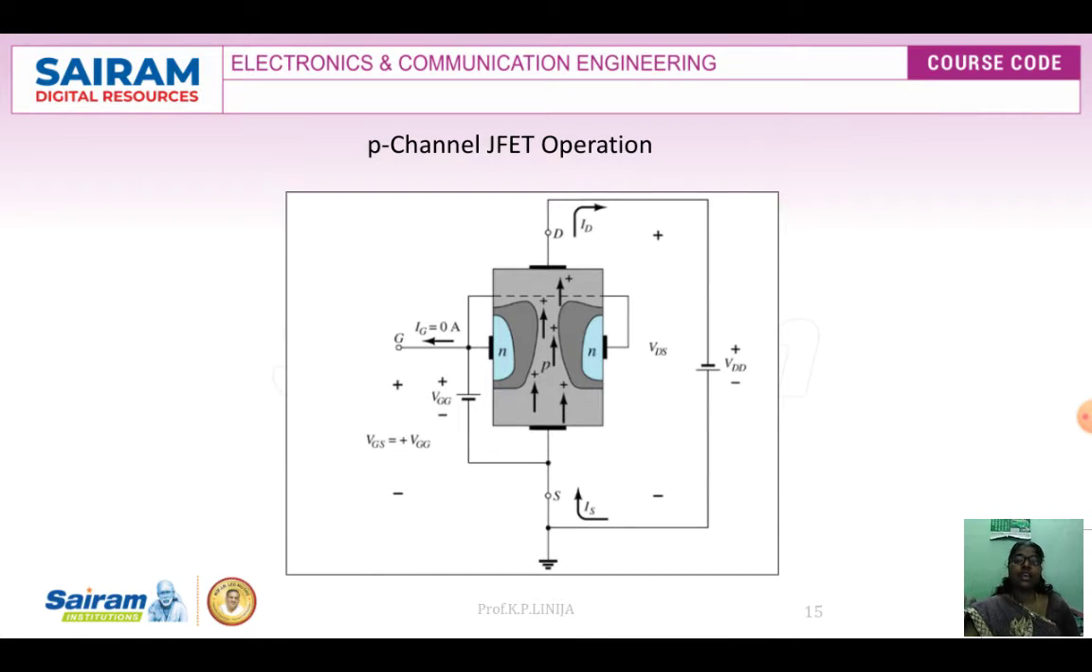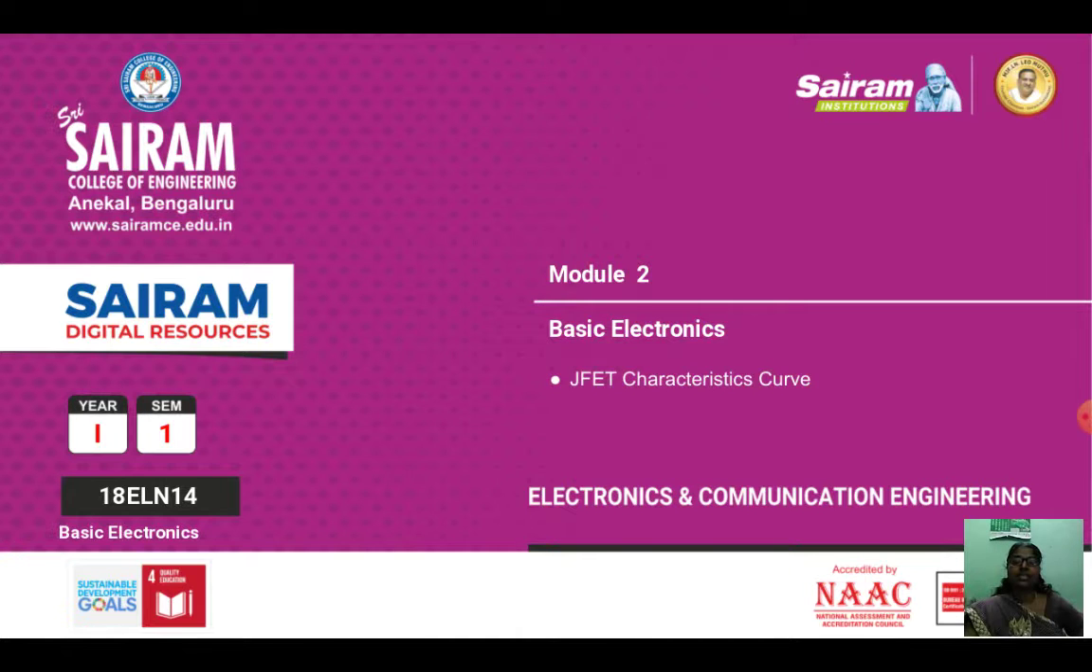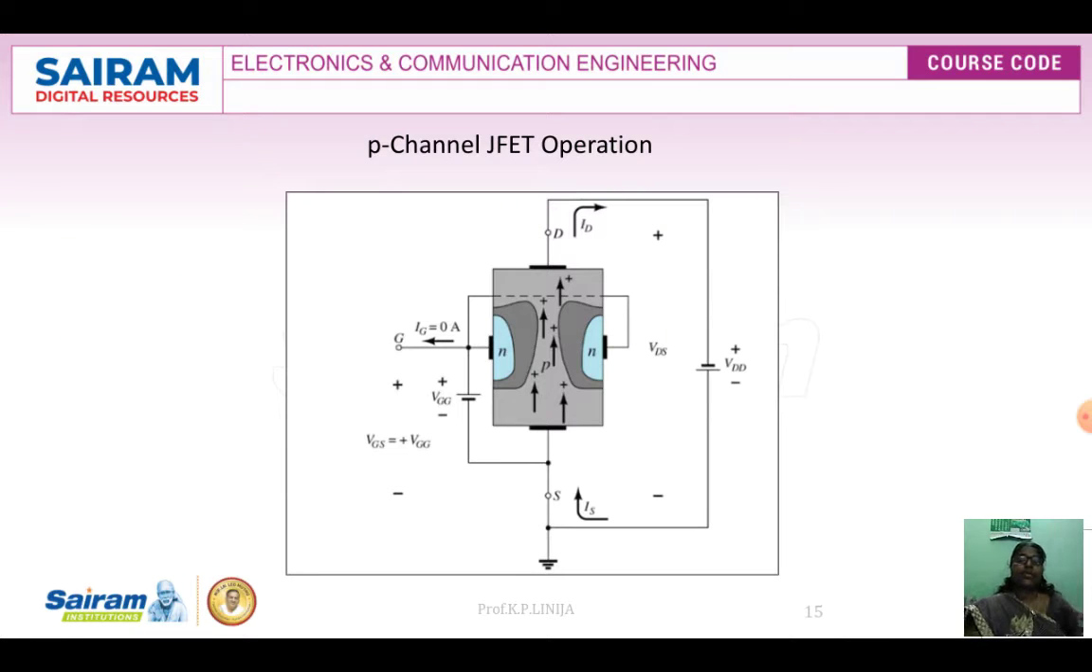Then the P-channel JFET operation. The only difference is the doping materials, N-type and P-type. P-type forms the channel and N-type forms the gate terminal. Whatever explanation we have done for the N-channel JFET is the same for the P-channel JFET.